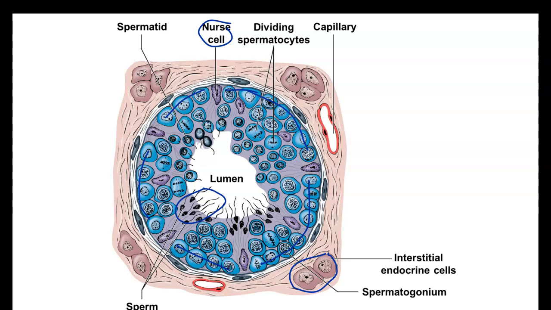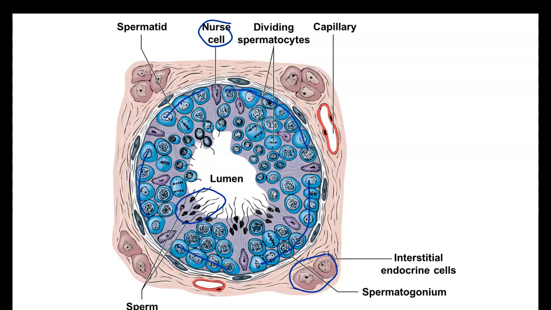So one thing that they do is they're going to provide those developing sperm some essential nutrients and growth factors, and that's going to ensure their proper development and maturation. They're also going to form a blood-testis barrier, and so this barrier is going to protect the developing germ cells from the immune system and ensure a stable environment for spermatogenesis to occur.